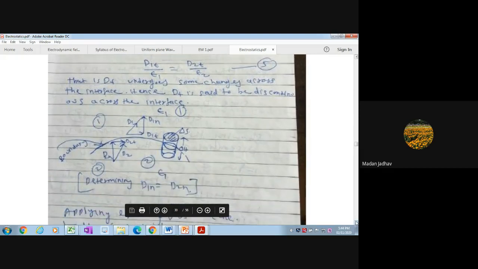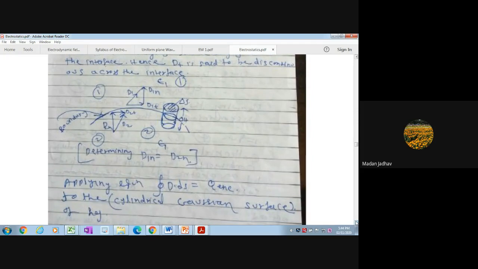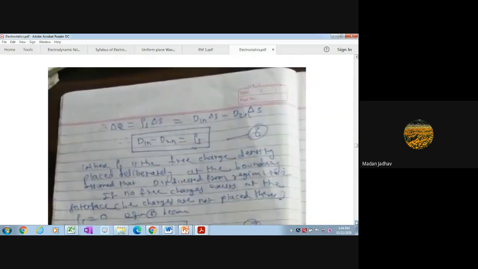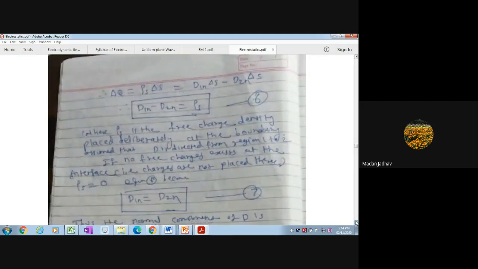Now, once you have identified the tangential component for the electric field intensity and electric flux density, then the other component we have to find out is the normal component. Because to get the resultant electric field and electric flux density, you should know both the components, and therefore the tangential component we have identified. Now the normal component we have to identify.